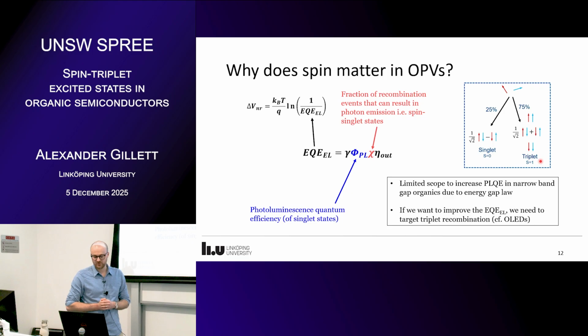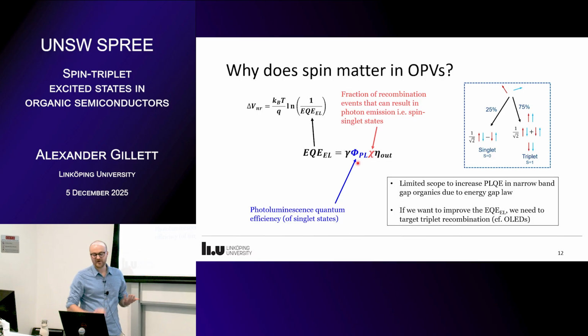And I think this is quite an important thing because organic solar cells with a band gap on the order of 900 nanometers or so are emitting at about a micron. And due to the energy gap law, it's really tough to increase the PLQY of your materials because non-radiative decay is so dominant at these wavelengths.